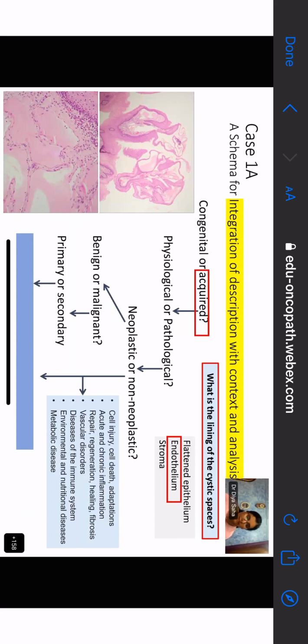Pathological. Is it likely to be physiological? Answer. What is the answer? I think it is pathological, ma'am. Pathological. Very good. Is it neoplastic or non-neoplastic? Non-neoplastic. All right. What about you, Vimi? Neoplastic. You think it's neoplastic. What about you, Priya? Ma'am, I think it's neoplastic, ma'am.